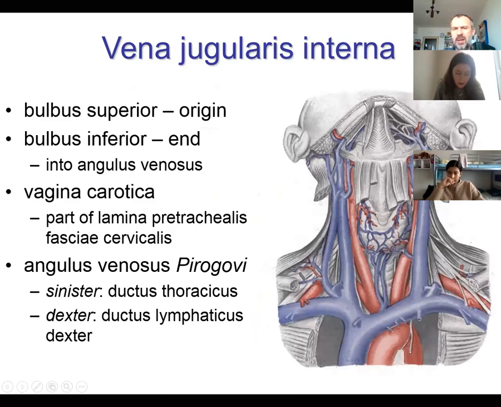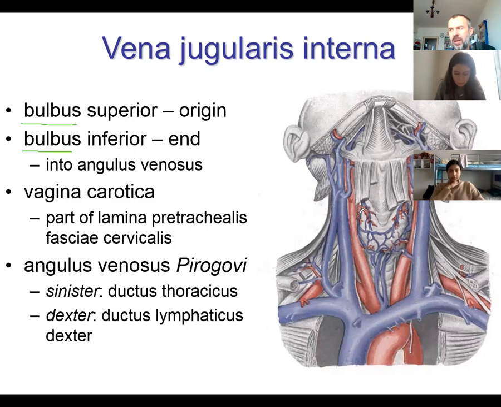So the beginning and the end are enlarged, and the enlargement is called a bulb. And within the inferior bulb, we usually have a valve. That's the only valve in the internal jugular vein, and it's within the inferior bulb. So at the origin and the end, there are bulbs.